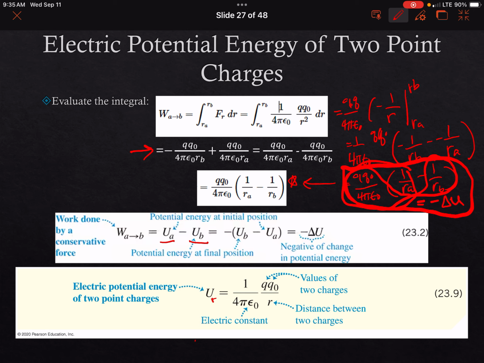And it looks awfully similar to other expressions that we have learned so far. Like force, it's only off by a factor of 1 over r. Electric field, it's off by a factor of Q and 1 over r. They all have very similar forms. So this is the expression for the electric potential energy of two point charges.